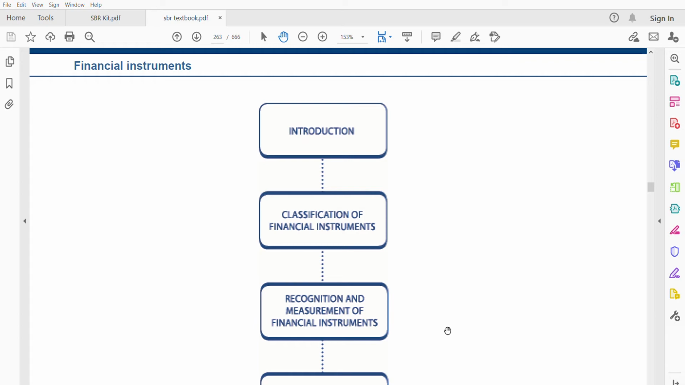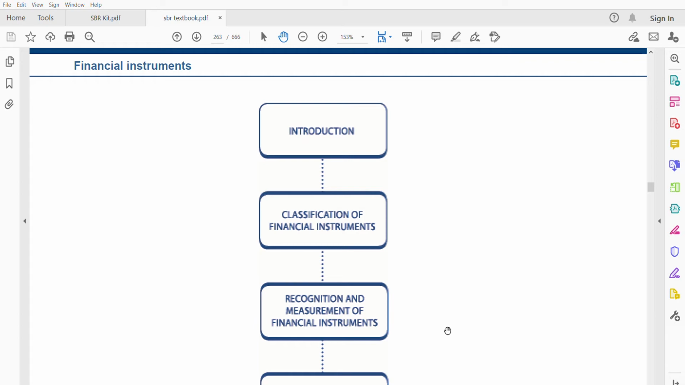Starting with this first part, I will be discussing only financial liabilities. How do you recognize financial liabilities? How do you initially measure? How do you subsequently measure a financial liability? The next part will be on compound instruments. Compound instruments means instruments with characteristics of both equity and debt.